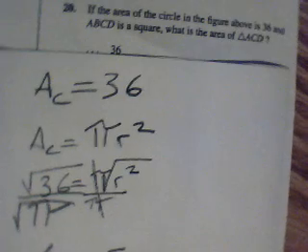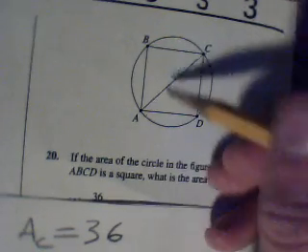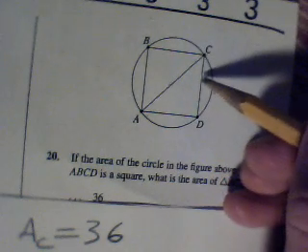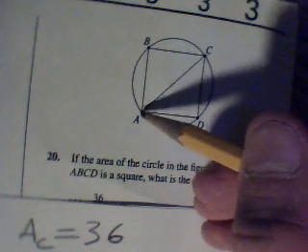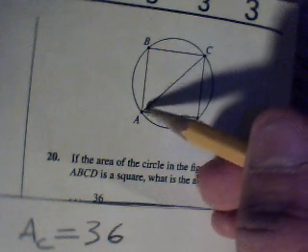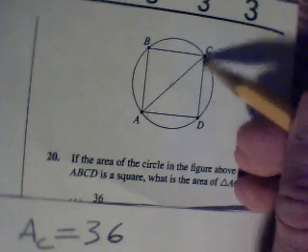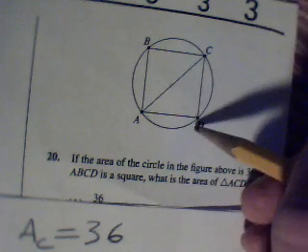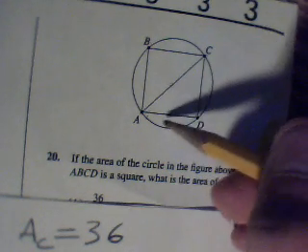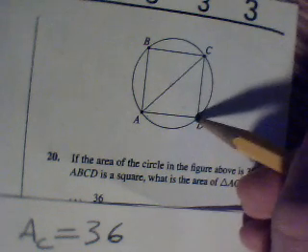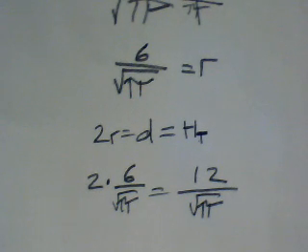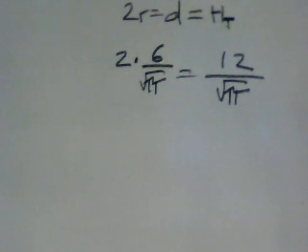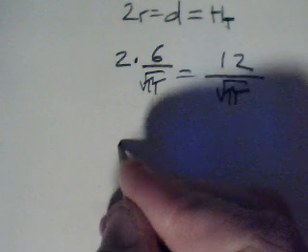Now, if you notice, we know that this is a square here. So therefore, this is a right angle. And these two sides are equal since it's a square. Since these two sides are equal, it's an isosceles triangle with a right angle, otherwise known as a 45-45-90 triangle.